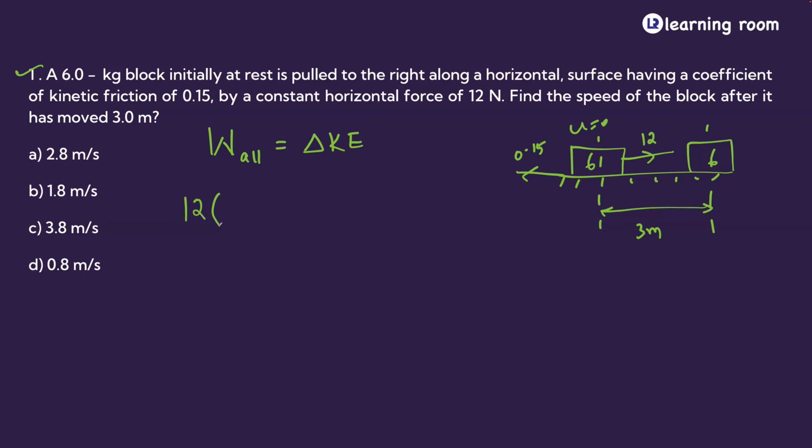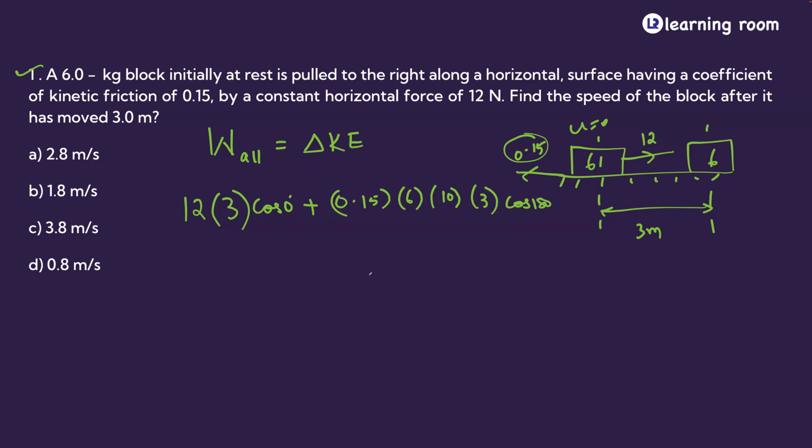So 12 is causing a displacement of 3 meter. What is the angle between them? 12 Newton and 3 meter, they both are in the same direction. So cos of 0 degrees, plus what is the frictional force that is acting? Mu mg into the displacement, 3, cos 180.